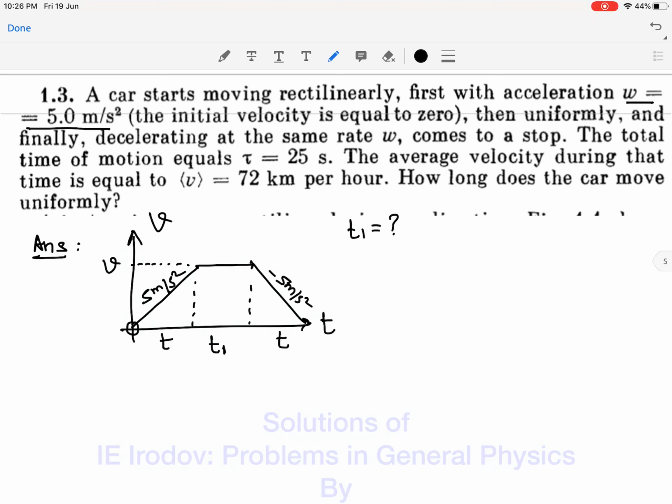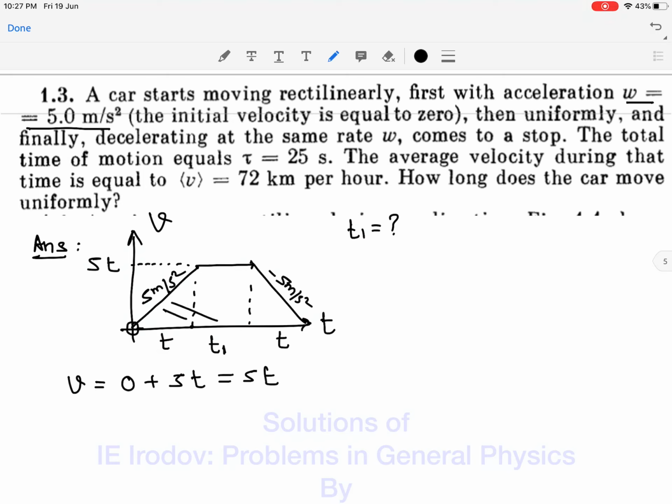So now I can say let v be the velocity. At the end of time t, what is this velocity? I can write v is equal to u plus at. So this velocity is 5t. So I rub this v out and write it in terms of t, 5t.